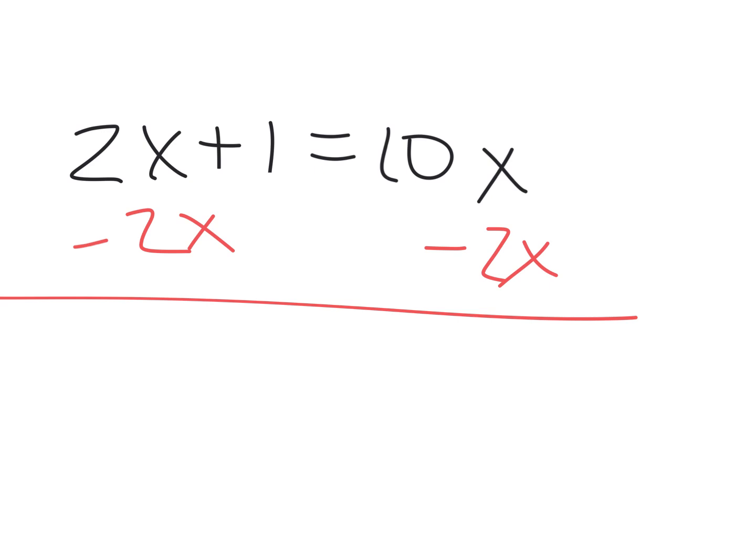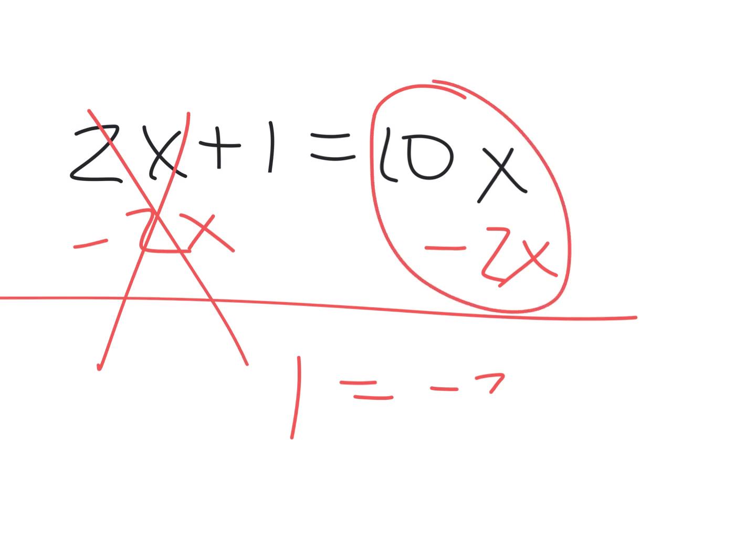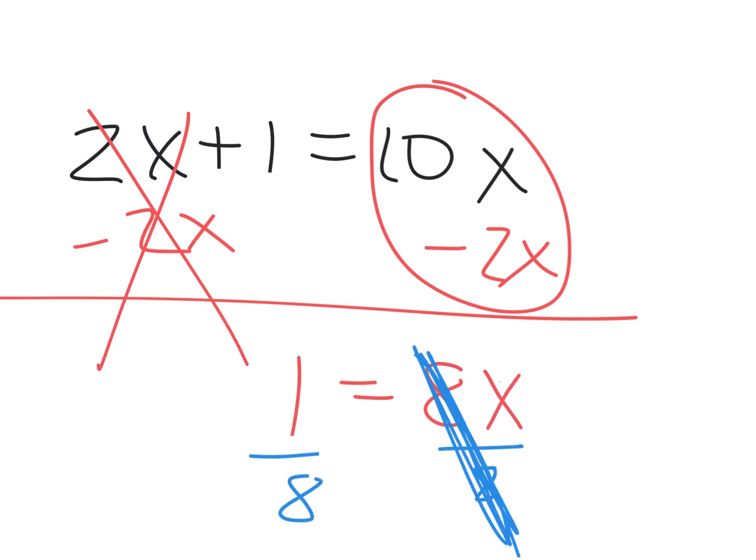Okay, so we subtract 2x from both sides. These are gone. 1 equals negative. Wait, what is this? 10x minus 2x. That's not negative. What is it? 8x. And then you divide by 8. Why am I not dividing by 1? Because I want the 8 to cancel. X is alone. Your whole goal is to get the x alone. All right, so the answer would be 1 over 8.